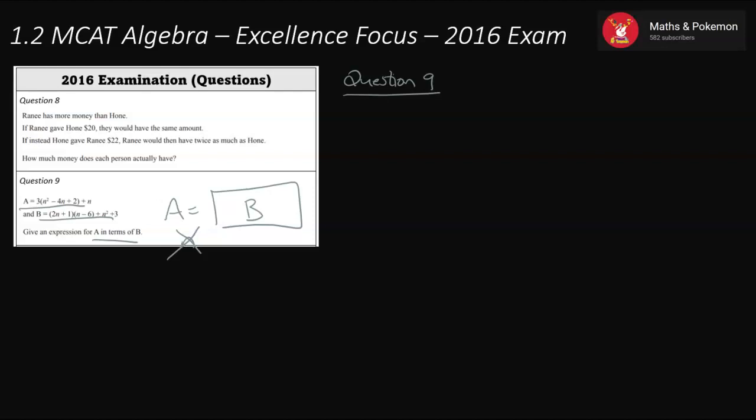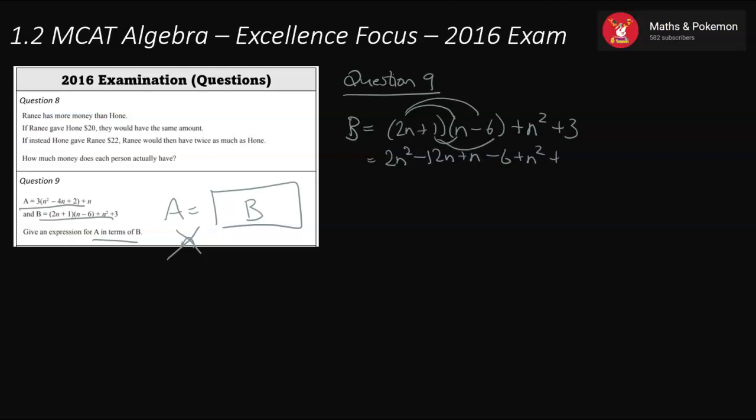So my starting point was just expanding the heck out of everything. I started with B. I randomly picked B. I don't think it matters where you started though. So B is equal to 2n plus 1, n minus 6 plus n squared plus 3. So expanding the brackets, we've got 2n squared minus 12n over here plus n, and then minus 6 plus n squared plus 3. And that comes to my n squared, so I've got 3 of those, 3n squared.